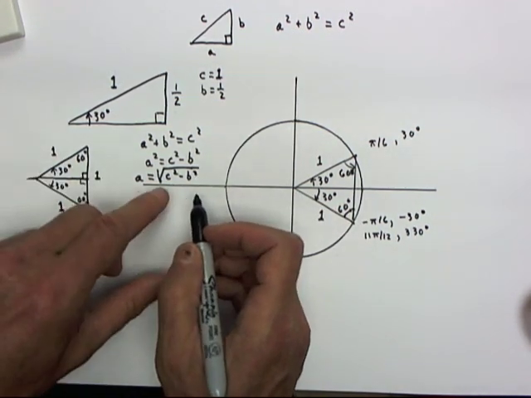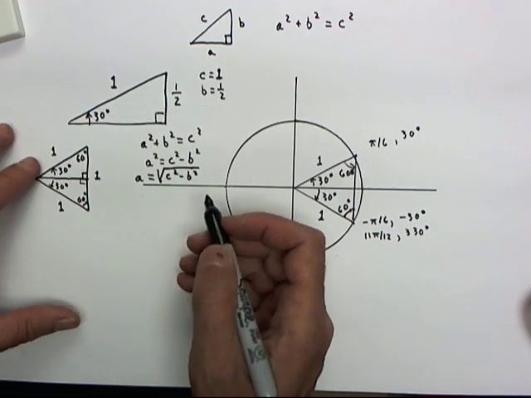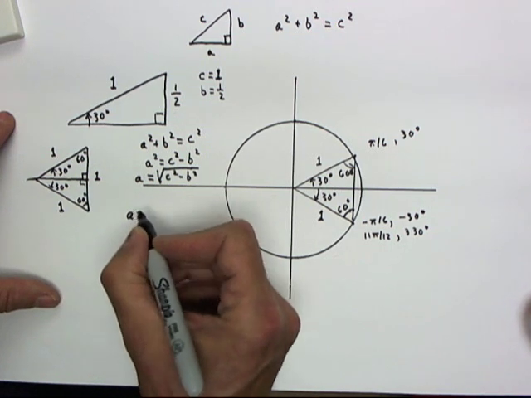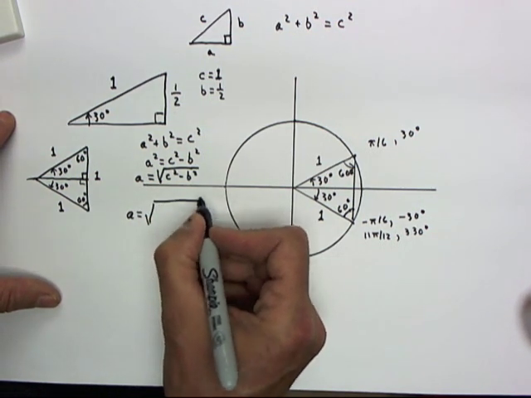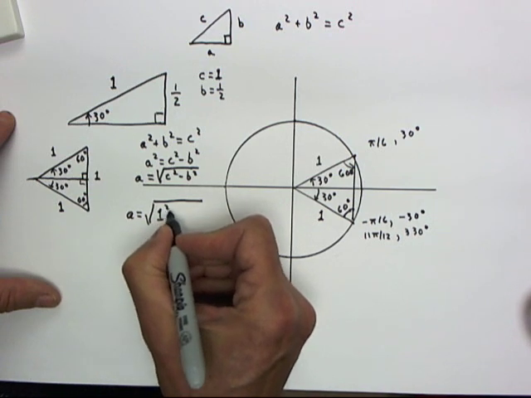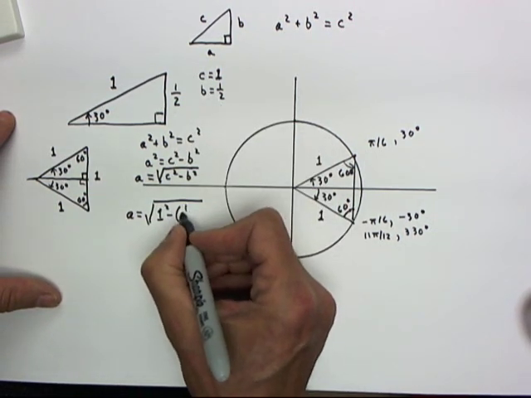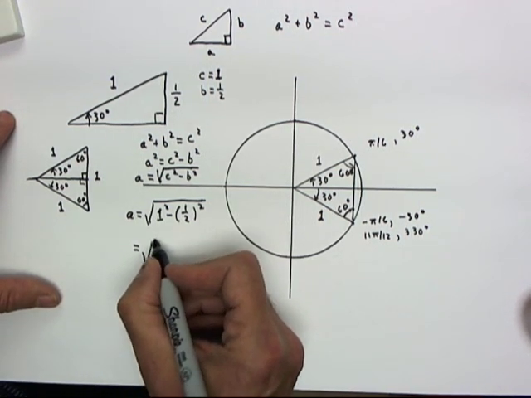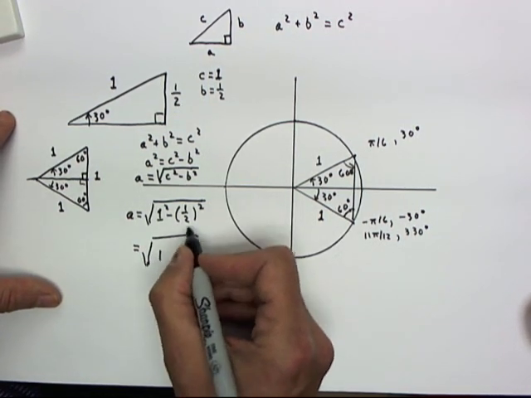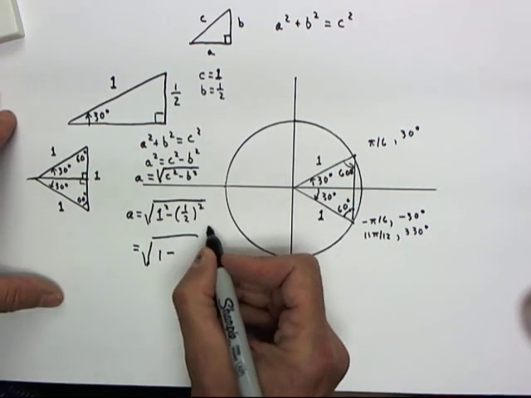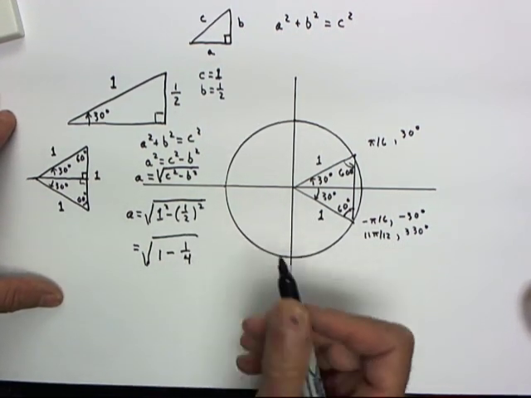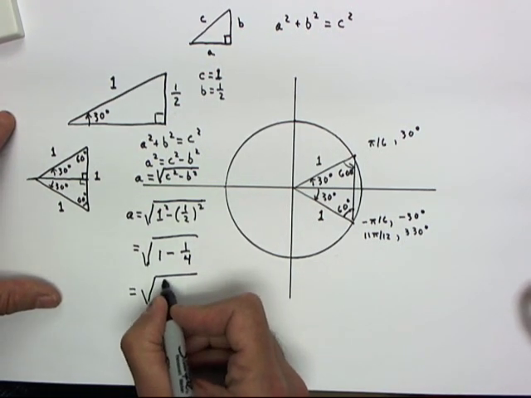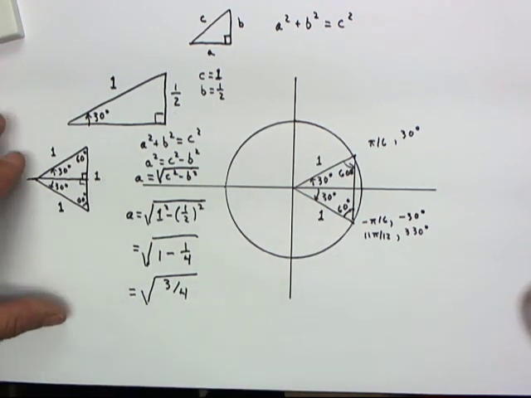In this case, remember that C is 1 and B is 1/2. So that our side A, our unknown side, is the square root of C squared, which is 1 squared, minus B squared, which is 1/2 squared. Well, let's see now. 1 squared is 1. 1/2 squared, 1/2 times 1/2 is 1/4. So this equals the square root of 3/4.